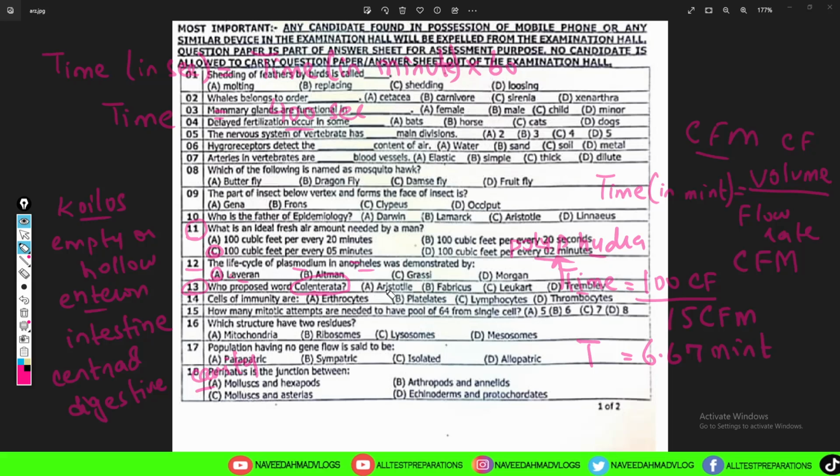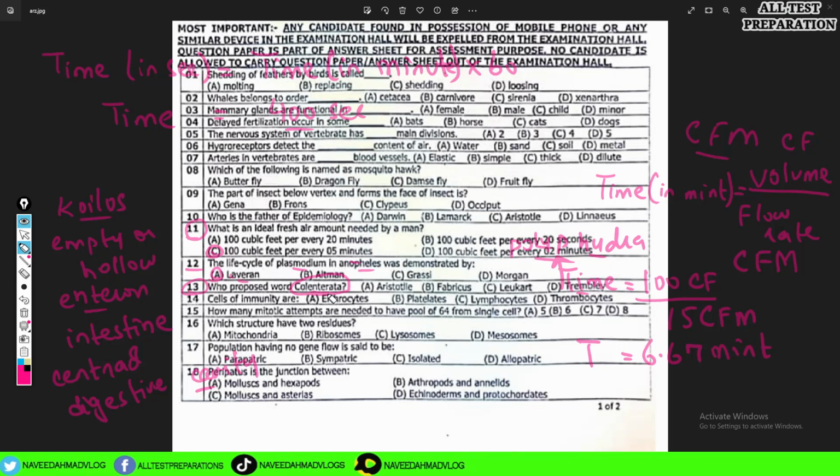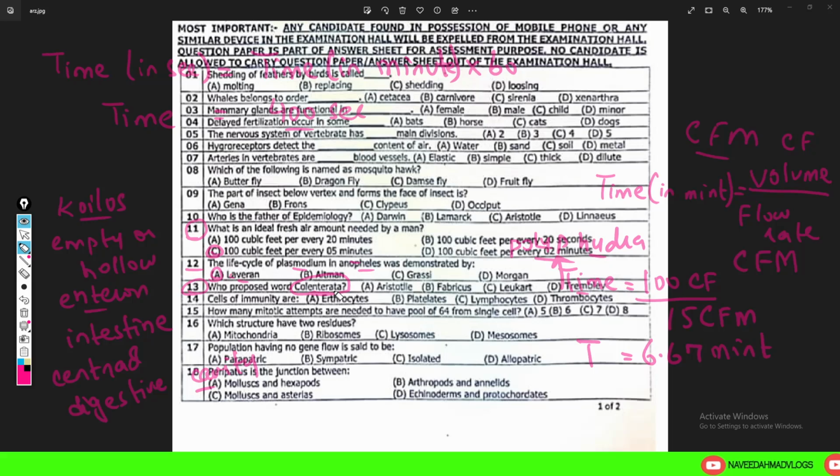So we can say that Abraham Tremblay proposed the Salentrate members, not the word Salentrate, because the word Salentrate was discovered or given by Jean-Baptiste de Lamarck, who was a French zoologist, and he classified certain marine animals with radial body plane such as sea anemone and jellyfishes. So the correct answer in question number 13 is option D, Abraham Tremblay.